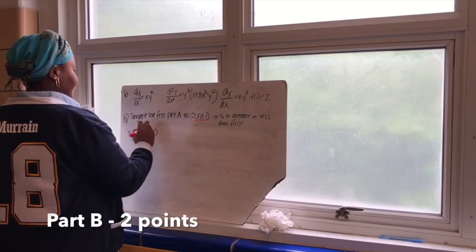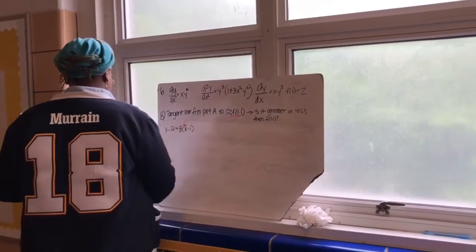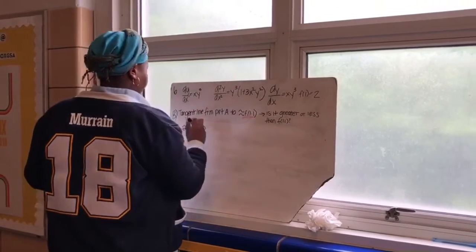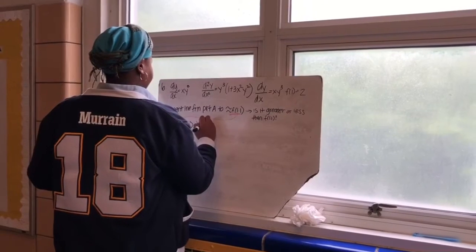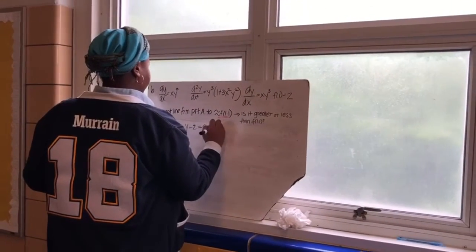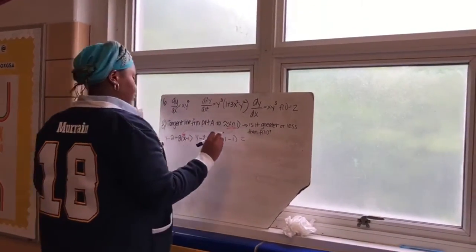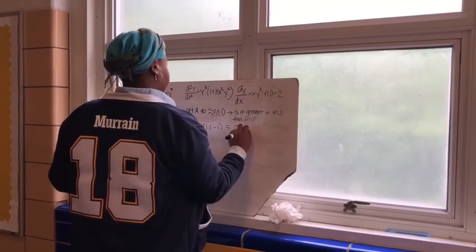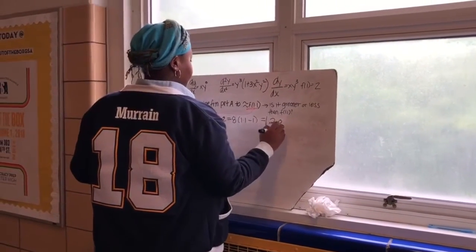For part B, it is asking for us to approximate f of 1.1. Now, in order to do this, you have to use the point slope formula from A, the equation we already found. So you plug in 1.1 for x into y minus 2. So the new equation would be y minus 2 equals 8, parentheses 1.1 minus 1. You do the math and you get an answer of 2.8.